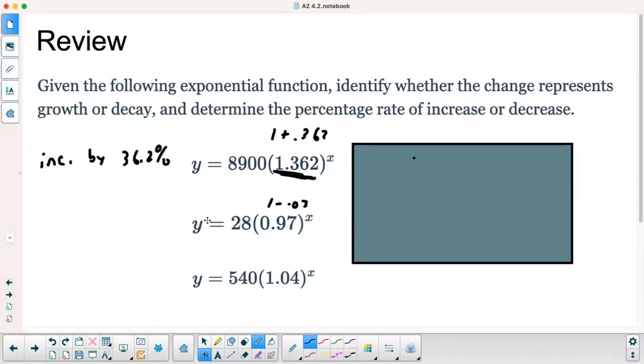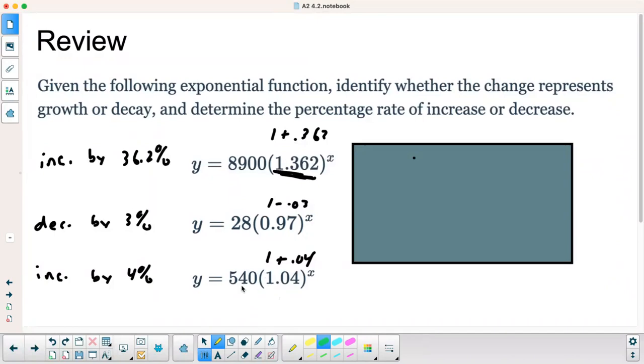This one is like 1 minus 0.03. That's how I got to the 97. So this is a decrease by 3%. And this is kind of like 1 plus 0.04. So that's like an increase by 4%.